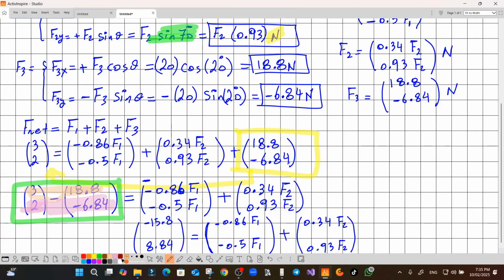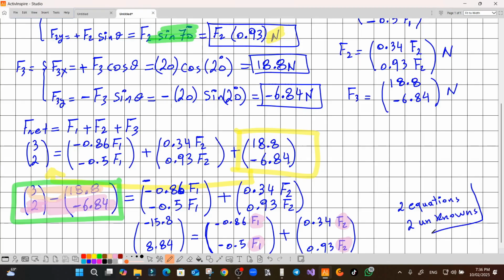Now, as you can see here, we have two unknowns. So the F1 is the first unknown, the F2 is the second unknown. This is known as a system of equations, and the number of equations here is 2. So 2 equations with 2 unknowns.